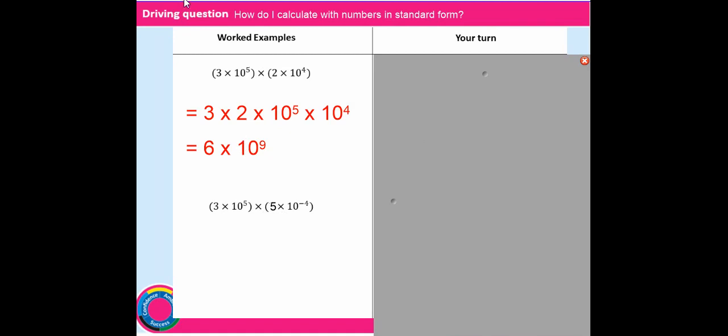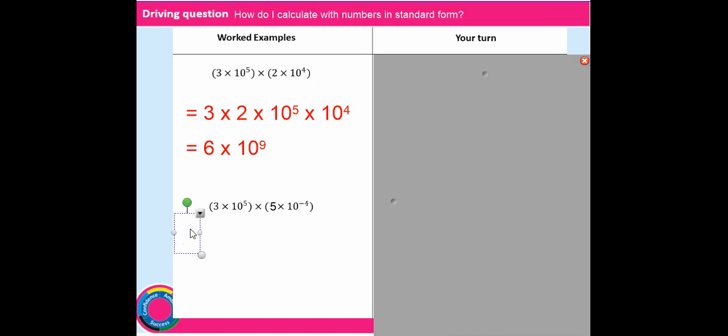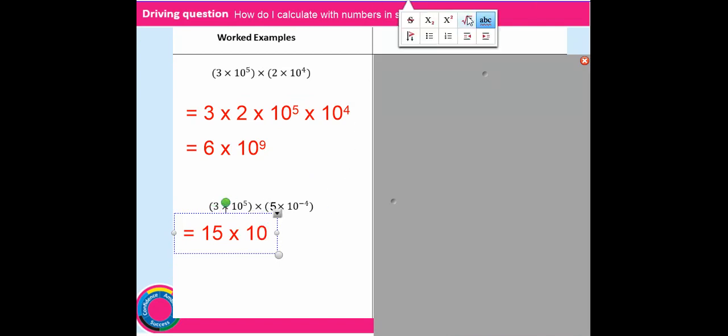3 multiplied by 10 to the power of 5 multiplied by 5 multiplied by 10 to the power of negative 4. Okay, well, 3 multiplied by 5 is 15, and 10 to the power of 5 multiplied by 10 to the power of negative 4, well, 5 plus negative 4 is 1, so that's 15 multiplied by 10 to the power of 1.